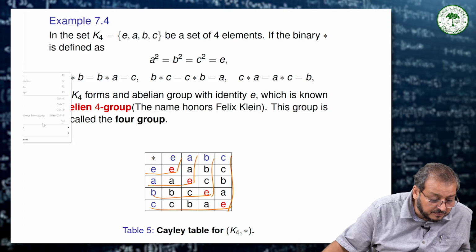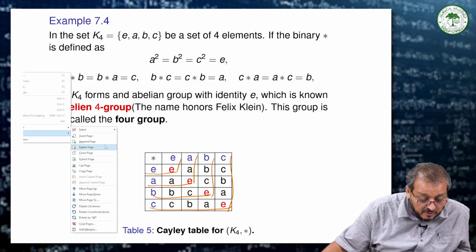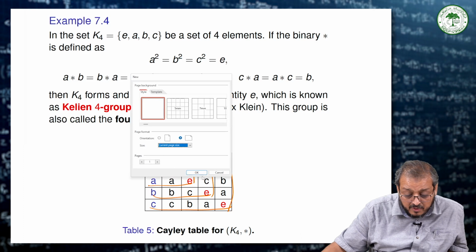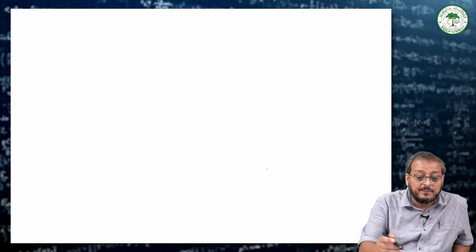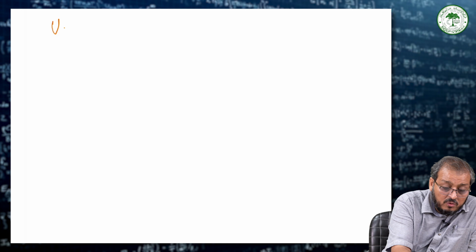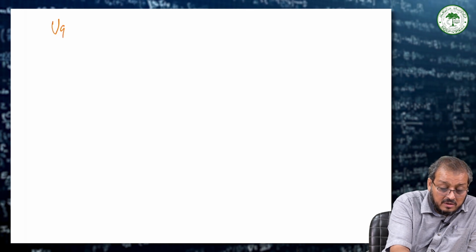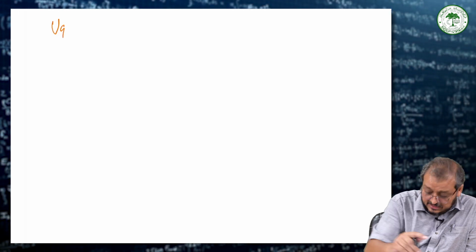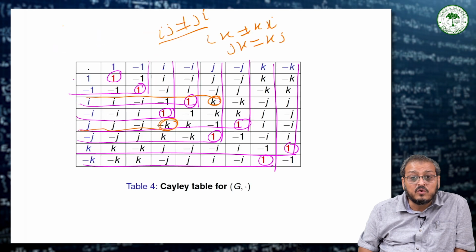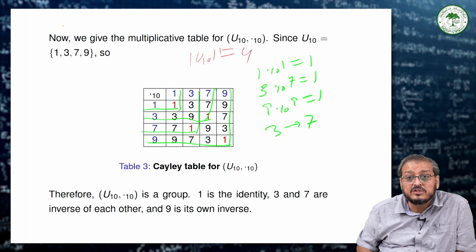One group we have to write, for example, this group I am interested in is U10.